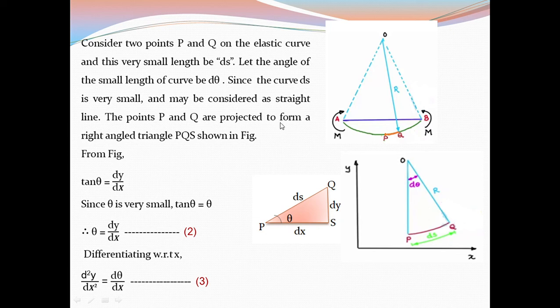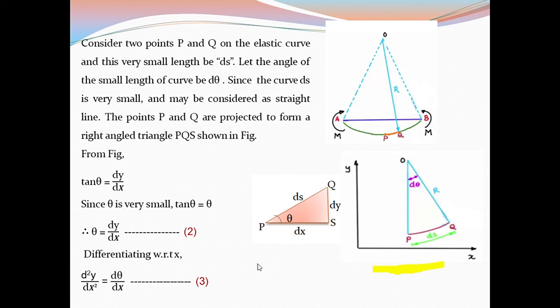Actually the enlarged view of the small curve is shown in this figure. This shows an enlarged view of the small curve PQ, of length ds, subtending angle d theta, so the radius is r. Since the curve ds is very small, it may be considered as a straight line, and the points P and Q are projected.